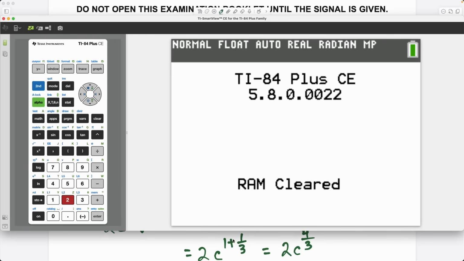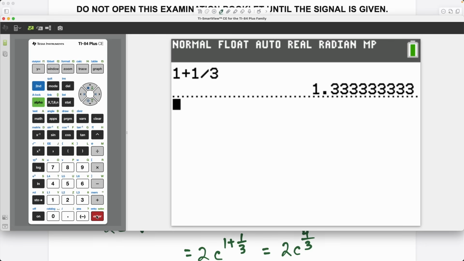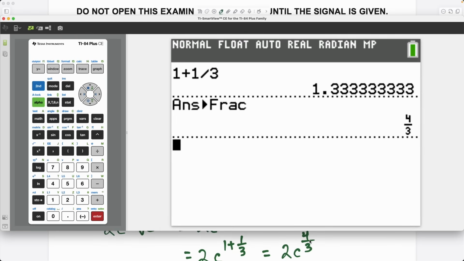Now, let's say your fraction game is not that strong. That's okay. You could always go to the calculator. You get to use a calculator at the Regents, and you could do 1 plus 1/3 and press enter, and then you press math enter enter to turn this into a fraction. So that's why we're getting 2c to the 4/3 power.